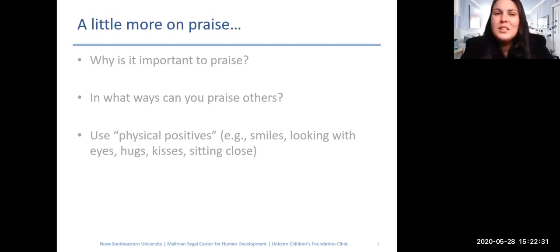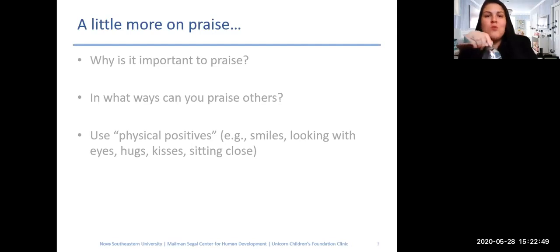So we definitely want to consider praise in terms of being able to increase the desirable behaviors. And also, praise helps your kids feel good about themselves. They're going to feel like, wow, I'm doing such a great job, and it's going to help with their self-esteem.